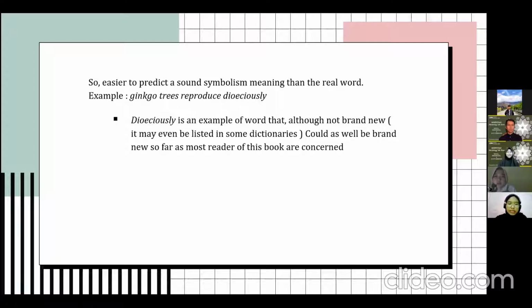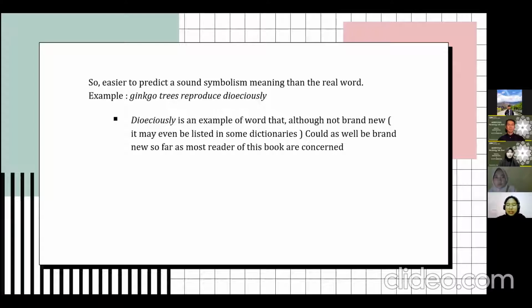For example, dioeciously is an example of a word that, although not brand new, could as well be brand new so far as most readers of this book are concerned. So in Indonesian, it means pohon ginkgo memproduksi, berkembang biak dengan menghasilkan putik jantan dan betina.